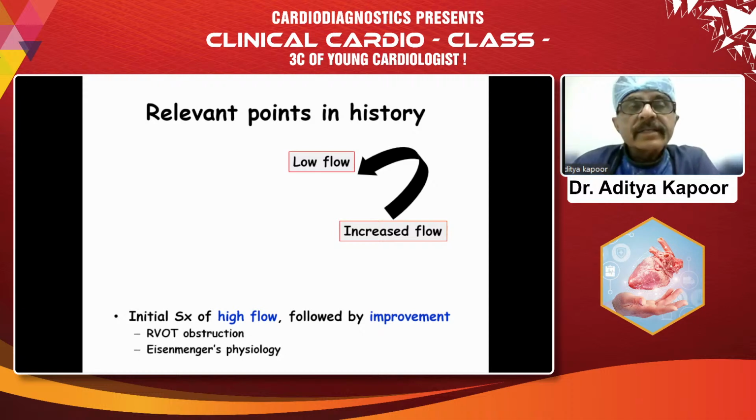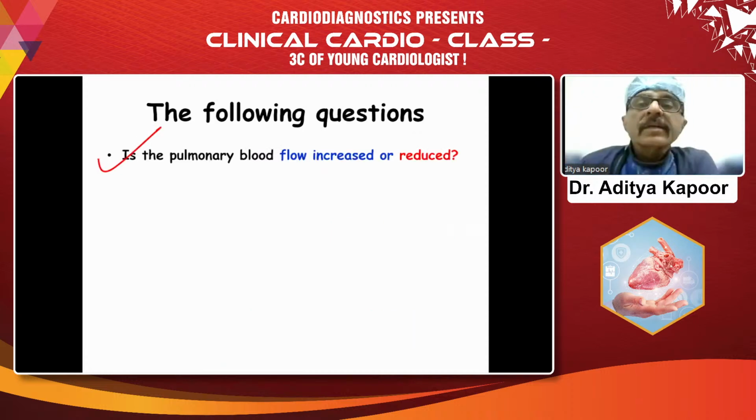Either it is, as Dr. Ajay had told, slowly developing RVOT obstruction, which is acquired, or it is Eisenmenger physiology. So the patient had increased pulmonary blood flow and then he starts improving paradoxically. So it can be a sign of concern for the parents and for the clinician as well. So this question is answered: blood flow increased or reduced.